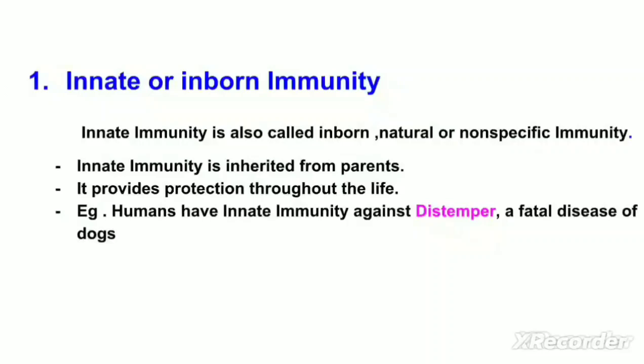As the name inborn indicates, this immunity is inherited from parents, and non-specific indicates that this immunity is not specific. It provides immunity from a wide range of pathogens. Innate immunity provides protection throughout life. Example: humans have innate immunity against distemper, which is a fatal disease of dogs.